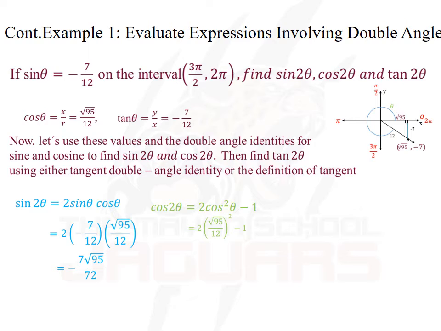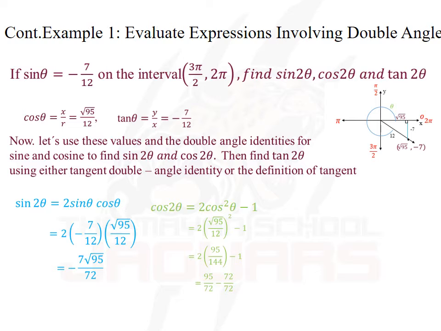So let's continue. Let's replace the cosine of theta, which we know is the square root of 95 over 12, into this identity, and it becomes 2 times the square root of 95 over 12, to the second power, minus 1. We can raise the fraction to the second power, and it becomes 2 times the square root of 95 to the second power, you can cancel the radical, and it becomes only 95 over 12 to the second power, that is 144. Then we need to simplify this expression. 2 times 95 over 144 is the same as 95 over 72, minus 1.